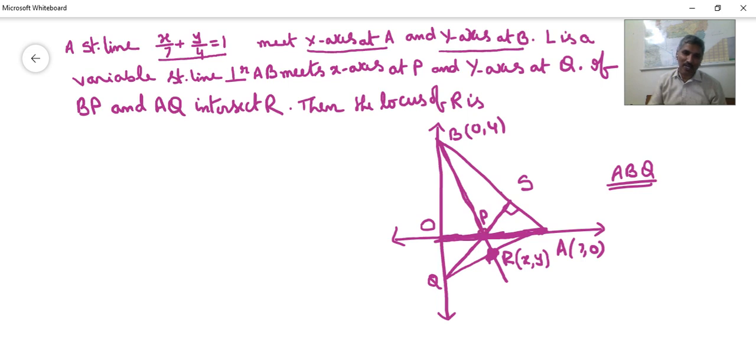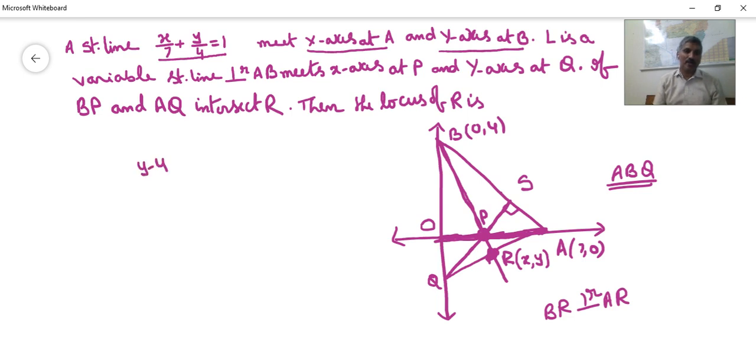That's why this particular point P is orthocenter, right? So we got the information. BR is altitude for the triangle ABQ, right? So that's why BR is an altitude, AR is another line. These two are perpendicular. What is the slope of BR?